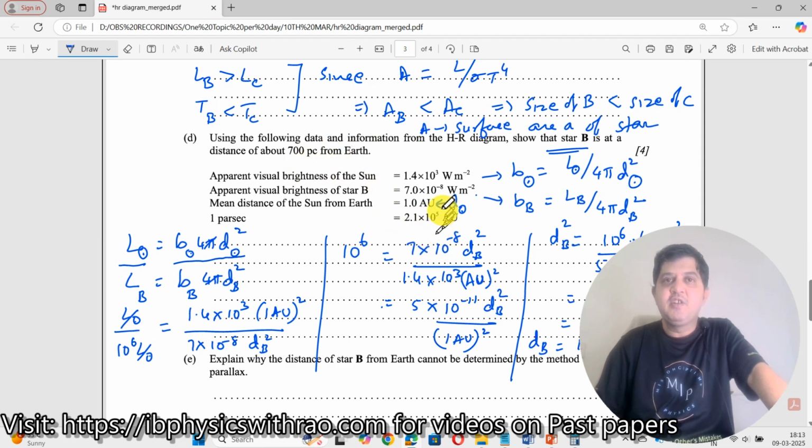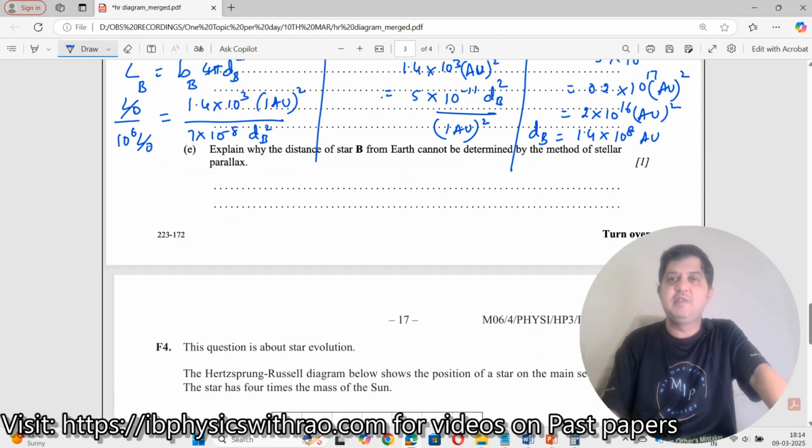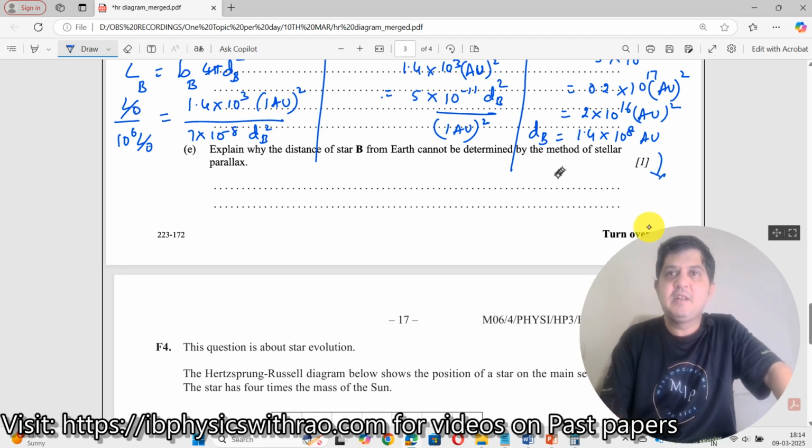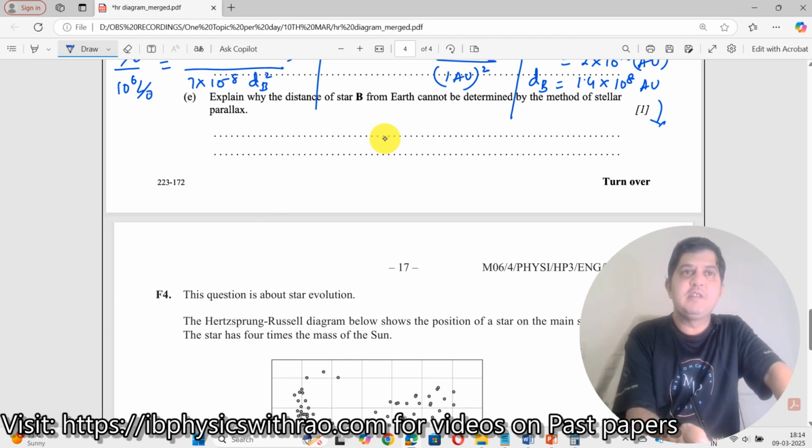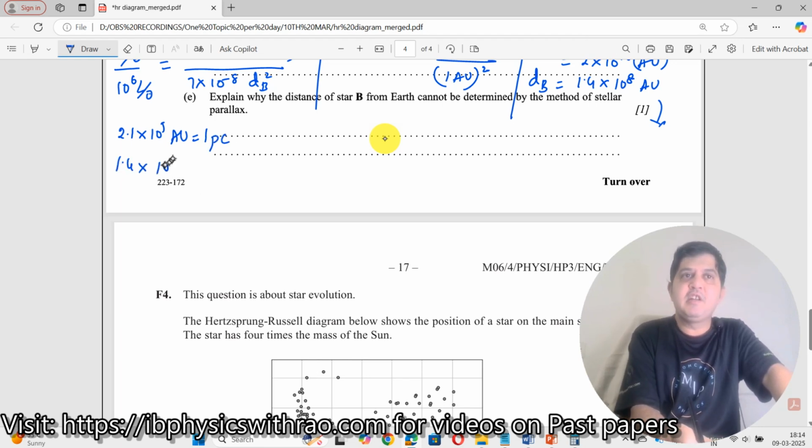Now what is being given here? 2.1 into 10 power 5 AU equal to 1 parsec. But I have everything in AU. I have no space anyway, so I will write it over here. I have to mention it in parsec, right? So I will write here 2.1 into 10 to the power of 5 AU equal to 1 parsec. Then 1.4 into 10 to the power of 8 AU will be equal to 1.4 into 10 power 8 divided by 2.1 into 10 to the power of 5 parsecs.